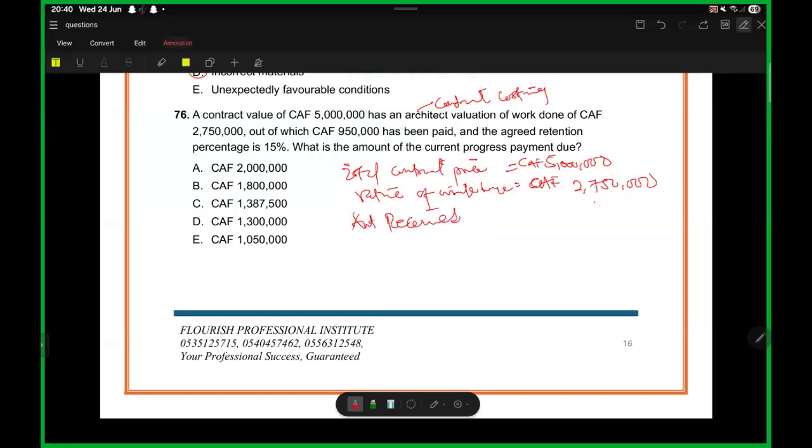Out of it, you also have amounts received. So the amount received so far is what? Out of this amount we need to pay you, you have already received 950,000. So what is the amount now left to pay?